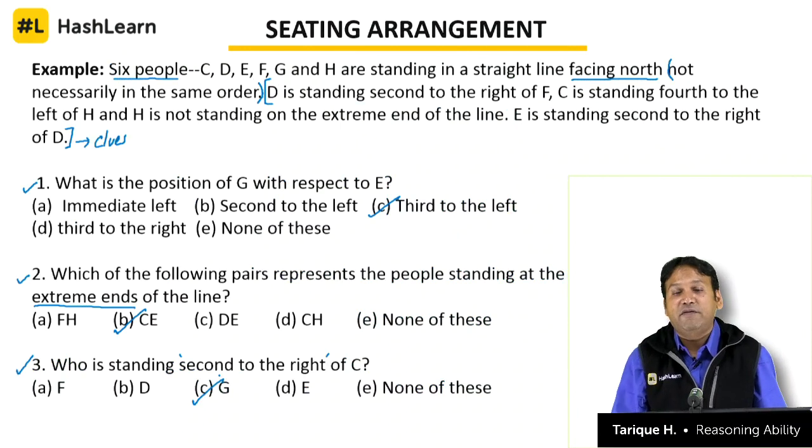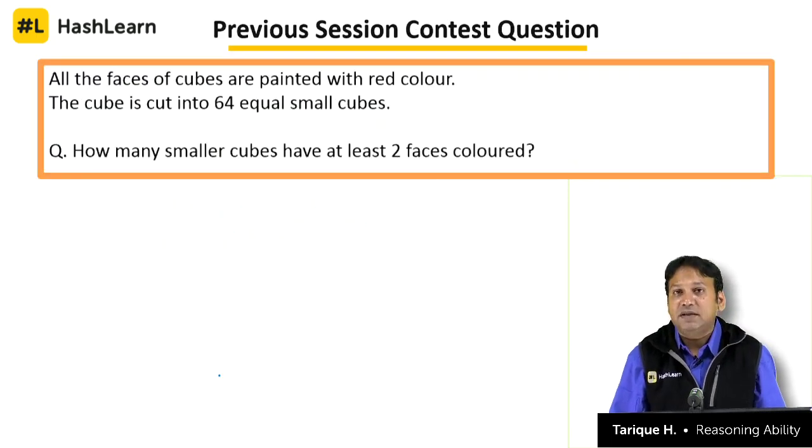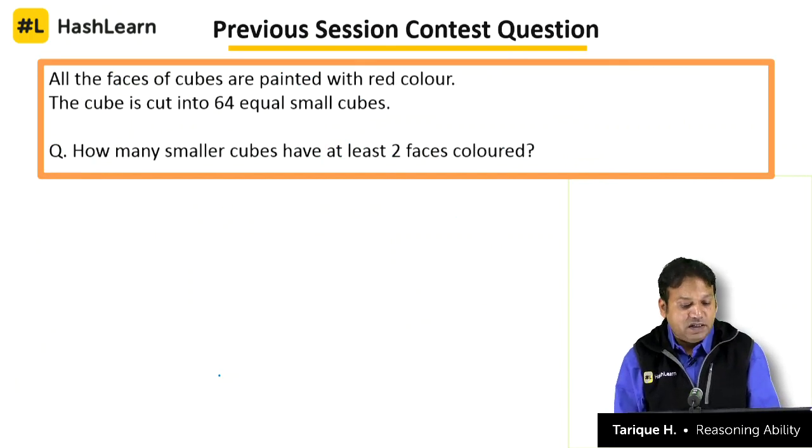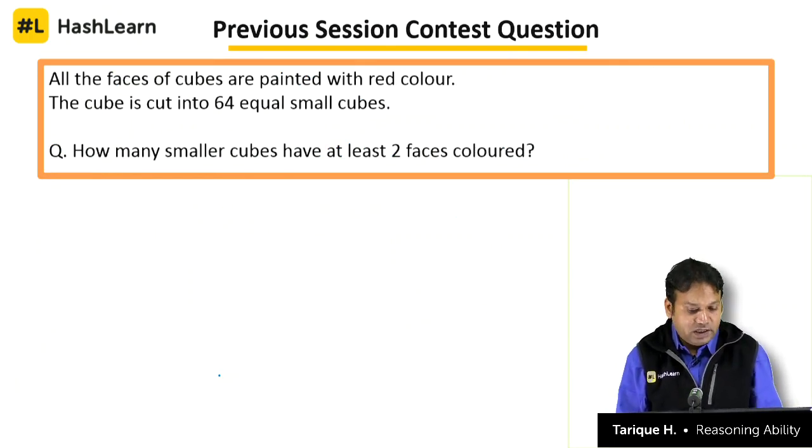Normally we get a set of 5 questions from one puzzle set. This is a linear seating arrangement. Normally linear seating arrangements are simpler to solve as compared to circular seating arrangements. We'll later on discuss circular seating arrangement also, but first we'll discuss the previous session contest question.